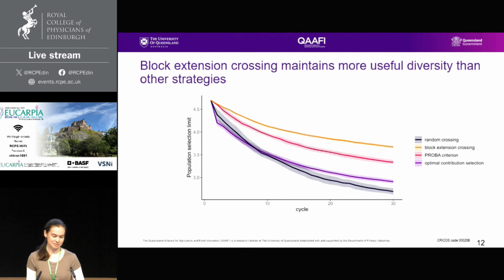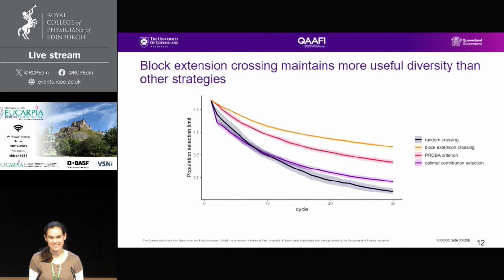They do actually differ in this other figure, which is the plot of, if you took at each generation the best haplotypes for each genome block, and you were able to stack the best possible haplotypes existing each generation, what would the breeding value of that ultimate stack be? And you can see they all lose a little bit of useful diversity over time, but that block extension crossing method is maintaining more of those good haplotypes than even the PROBA criterion, which had the same rate of gain.